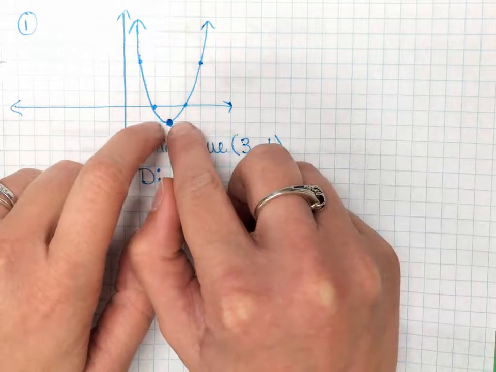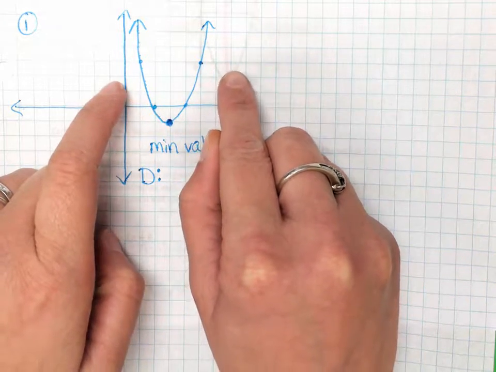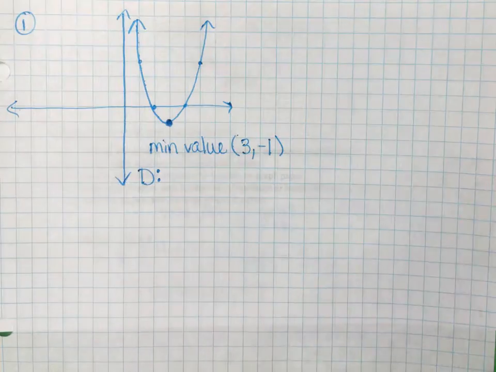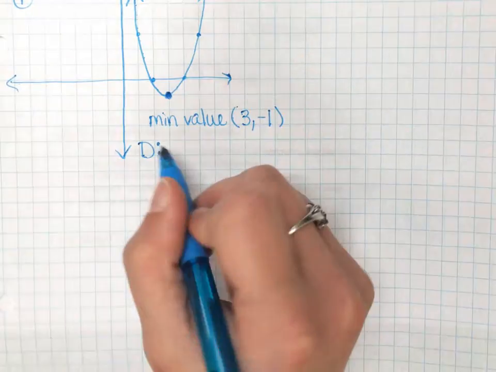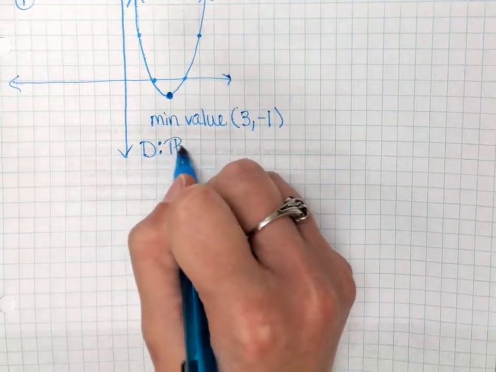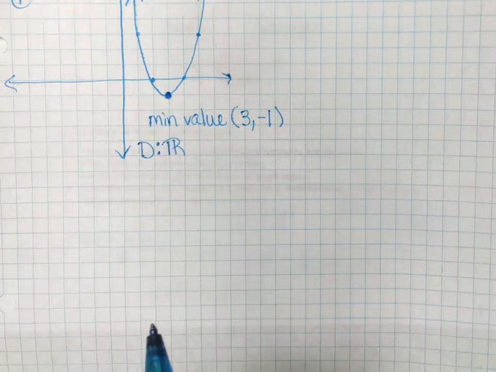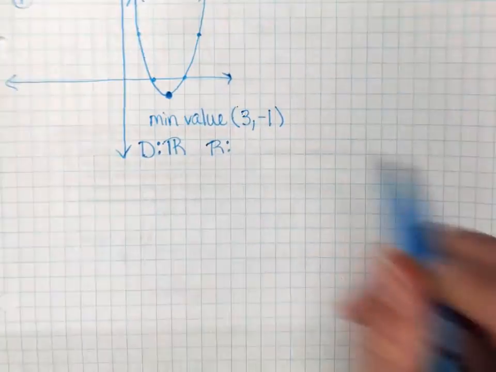So my x's are what I'm concerned with. If it's going out, slowly but surely, it's going out to what because of those arrows? Negative and positive infinity, right? Which I can simply write as what? All real numbers. There you go. Or you can write negative and positive infinity if you want. I'm just going to write all real numbers. My range, however, will be different.